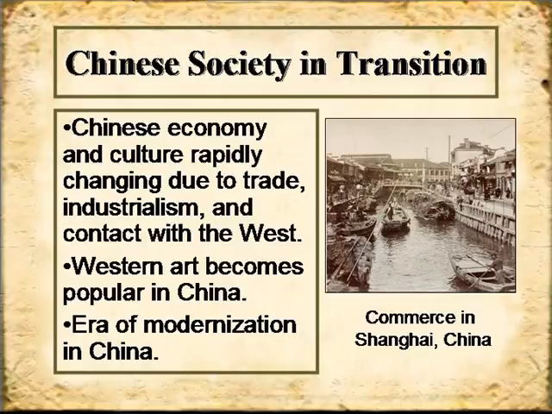So that's a little bit about China and its decline. Obviously, it picks back up again and becomes a world power in the days leading up to the modern day. But at this point, we're really seeing a slip in the Chinese influence.